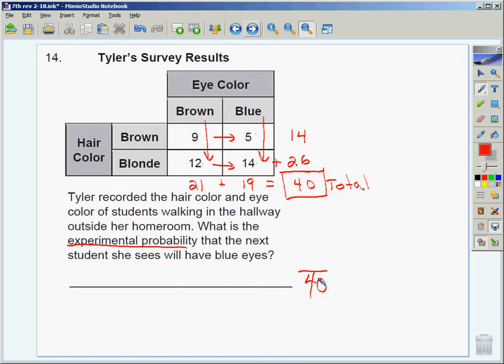So 40 is my denominator. And they want to know how many of them have blue eyes. Notice the hair color did not matter. Blue eyes would have been this column. So the total of blue eyes was 19. So the probability that the next person who walks by would have blue eyes would be 19 out of 40.